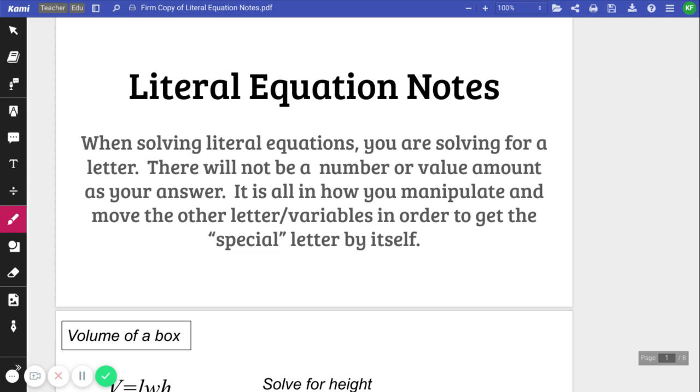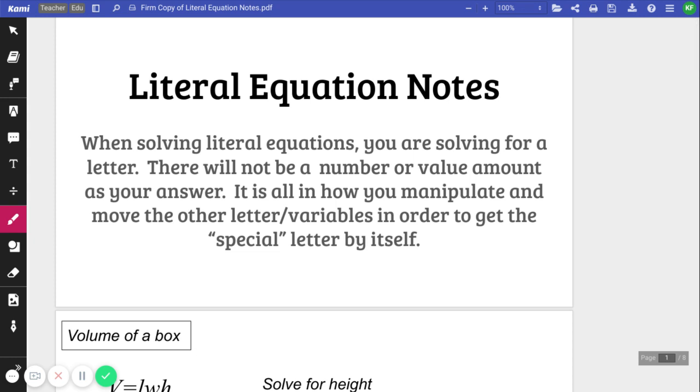Literal equations are basically formulas. They are equations that have more than one variable. Typically, the variables represent something specific like length, width, height, time, things like that. So when we're solving literal equations, we're actually solving for a letter still. However, there will not be a number or value amount as your answer.